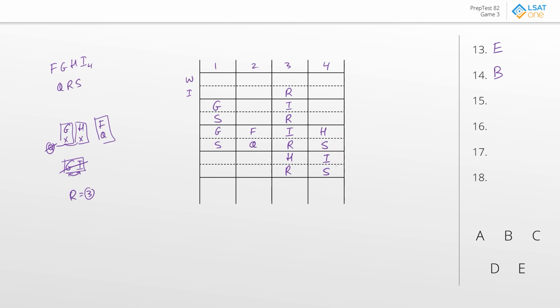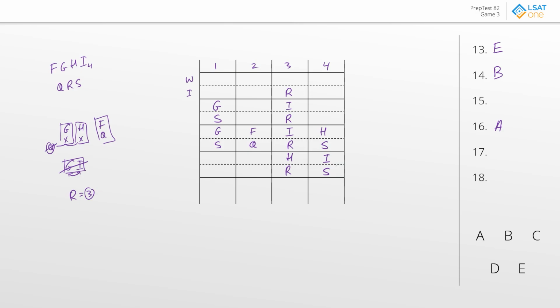Next, answer choice D, H is second. Now, actually, no, that doesn't work because either H is in fourth or H is in third. There's no scenario where H can go second. And lastly, I is first. Well, no, I, you'll notice, is either in 3 or in 4. So the best answer choice to question number 16 becomes A.